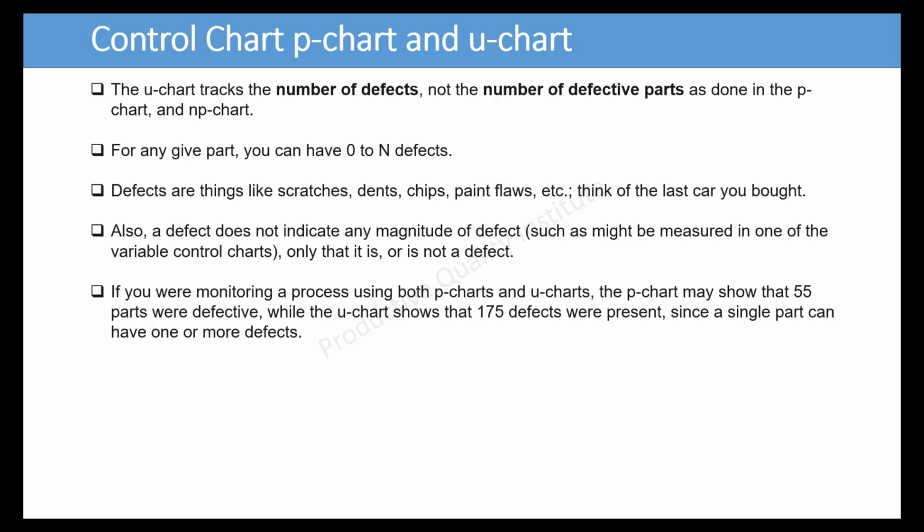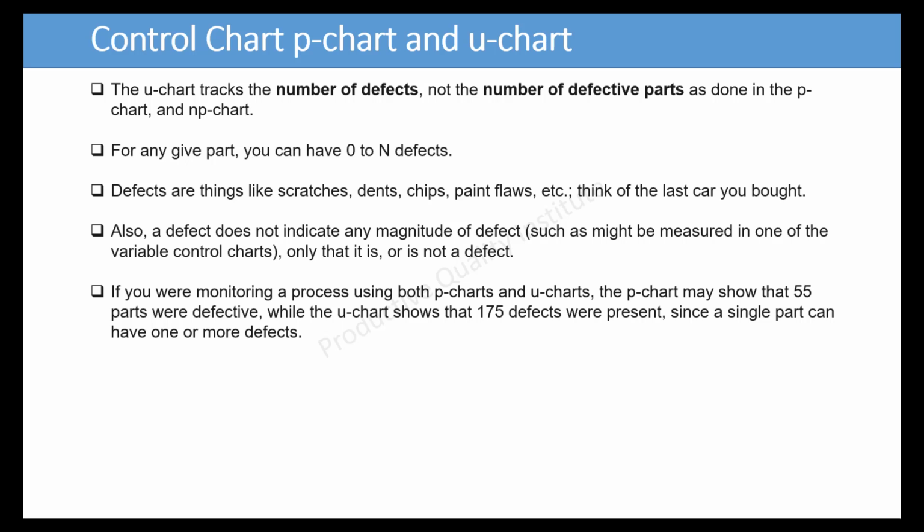The U chart tracks the number of defects, not the number of defective parts, as done in the P chart and NP chart. For any given part, you can have 0 to n defects. Defects are things like scratches, dents, chips, paint flaws, etc. Think of the last car you bought. Also, a defect does not indicate any magnitude of defect, such as might be measured in one of the variable control charts, only that it is or is not a defect.